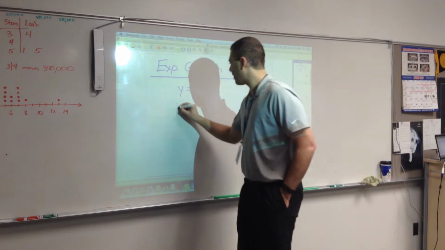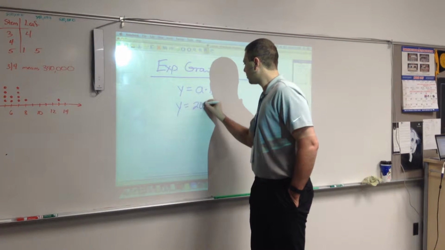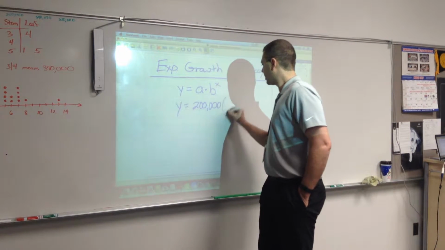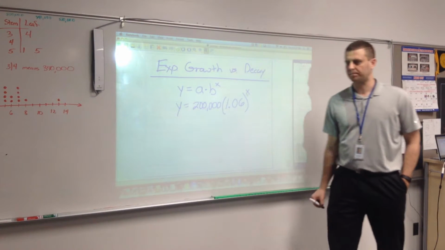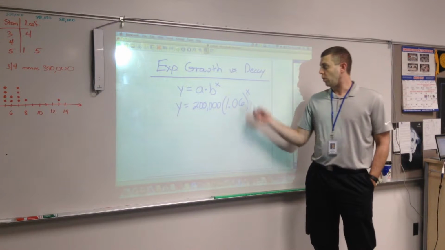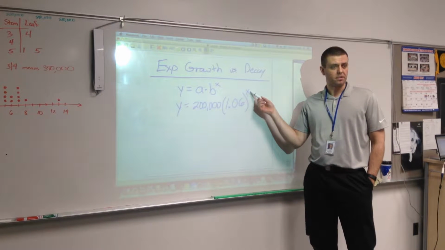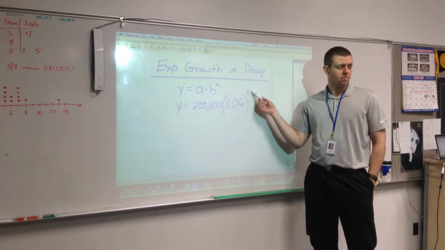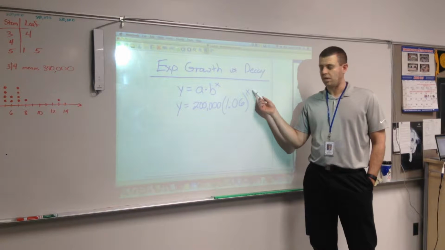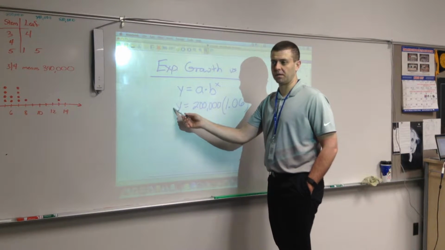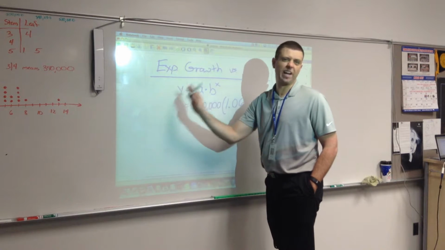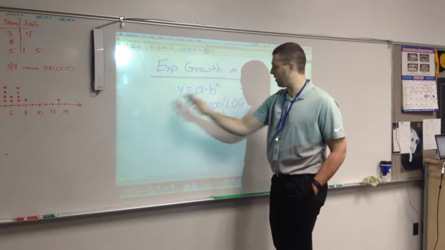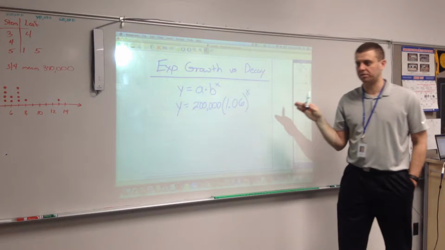So my setup for that equation would be y equals 200,000 times 1.06 raised to the x power, where x would represent years, and then y would represent the final value of the home or whatever after so many years.